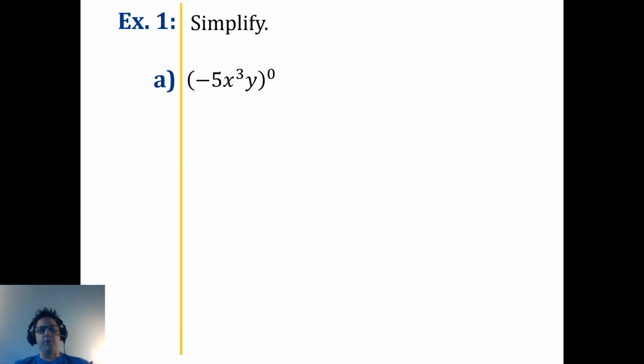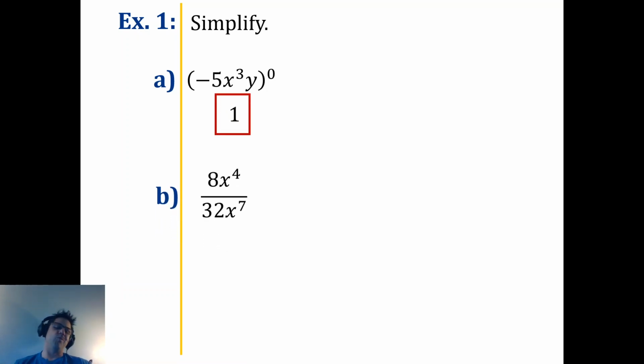All right, so real quick, anything to the 0 power. It can be a simple number, a variable, an expression like this one right here. Bam, answer is 1. That's like, give me points right there. Give me basic understanding. So we'll only do one of those.